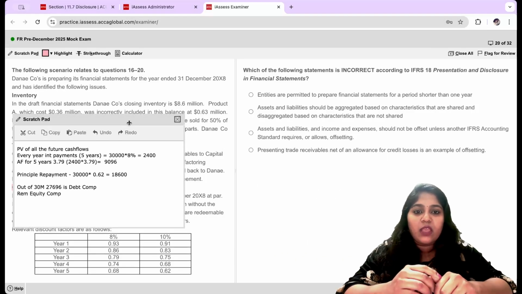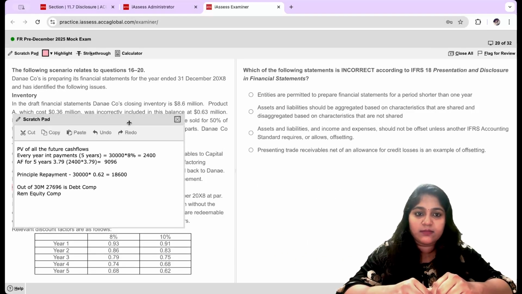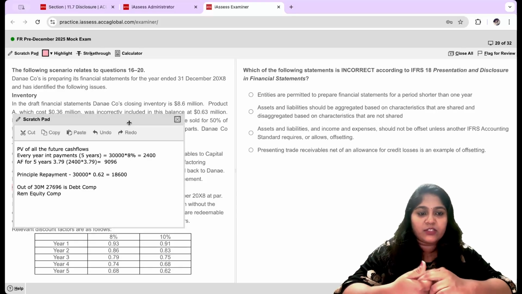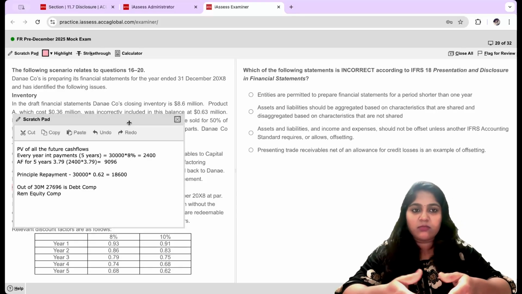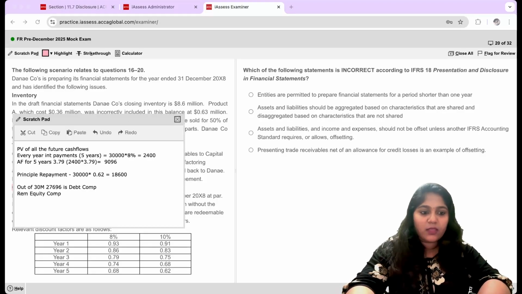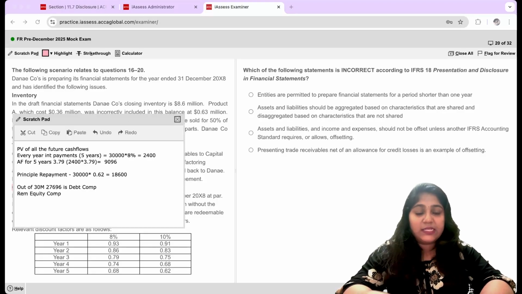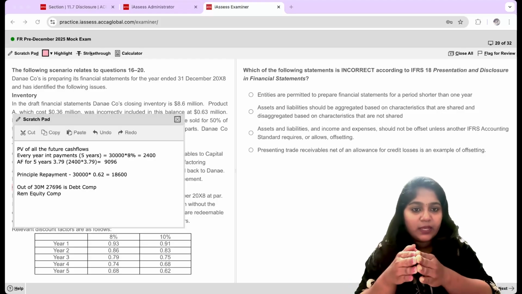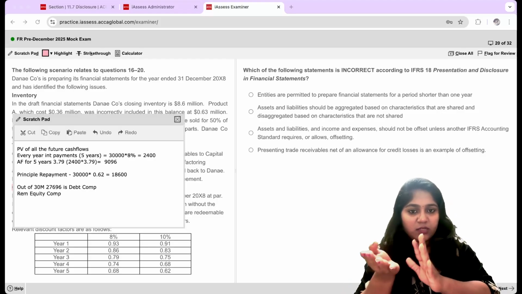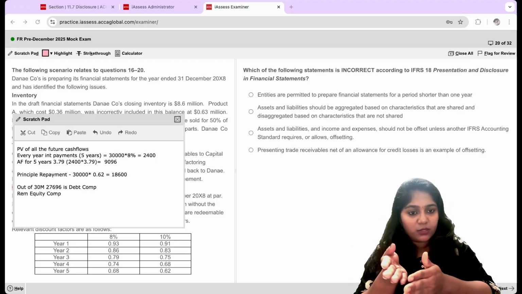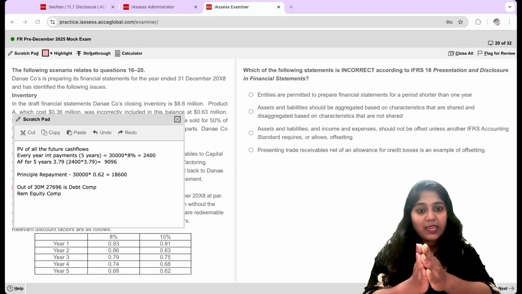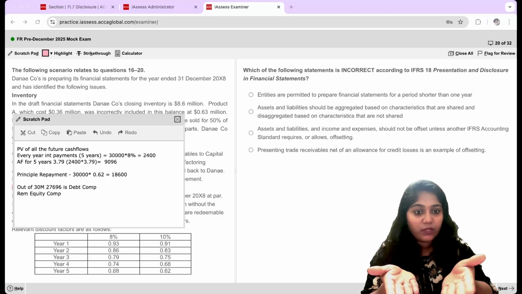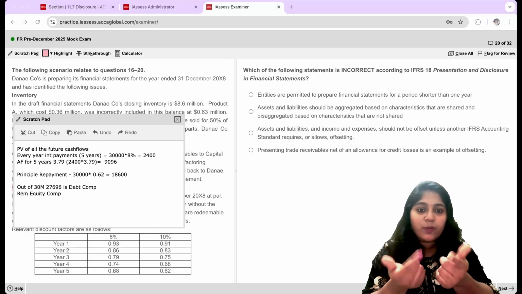It says, which of the following statements is incorrect according to IFRS 18, presentation and disclosure in financial statements? Okay, entities are permitted to prepare financial statements for a period shorter than a year. Maybe it could be correct. And the next one is assets and liabilities should be aggregated based on characteristics that are shared, disaggregated based on characteristics that are not shared. If you would have studied IFRS 18, that's what is given in your ACCA study hub itself. So that should be right.